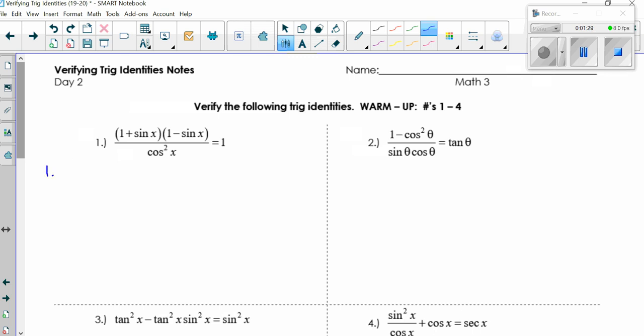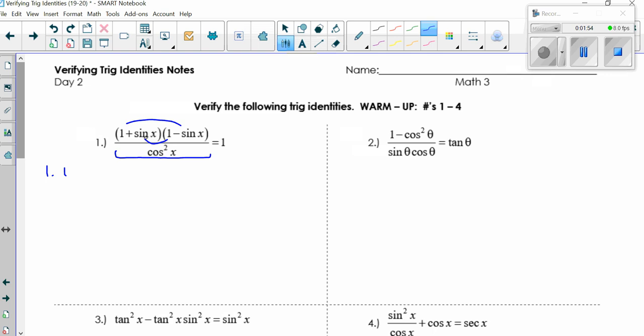step number one, make sure you have written out the steps and you're writing step 1, step 2. Try to keep your work organized. This is the side that I want to manipulate. Okay, I'm going to distribute. So 1 times 1 up here is 1. I can see that this is a sum and difference, so this is going to give me a minus sine x, and this is going to be a positive sine x, which cancels. So I'm not even going to write that out. Feel free, if you want to, though, you can.